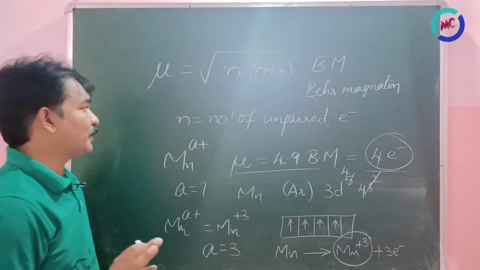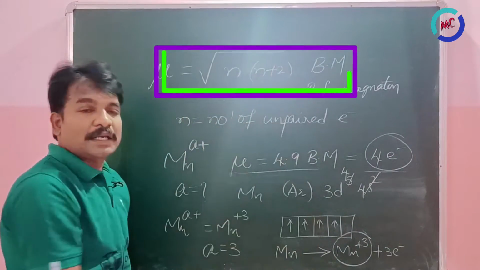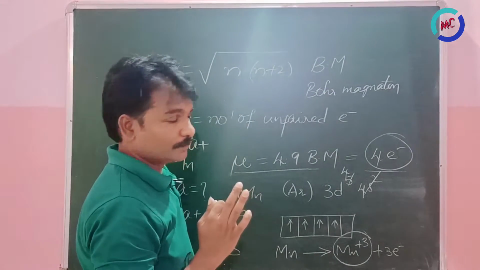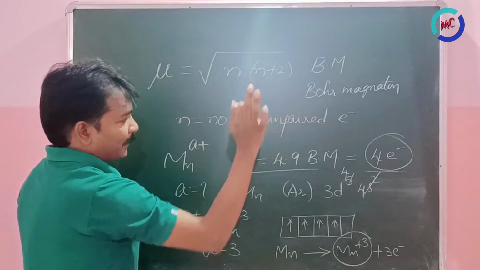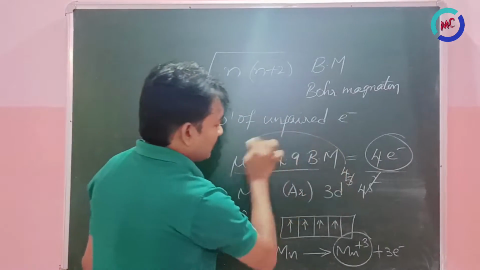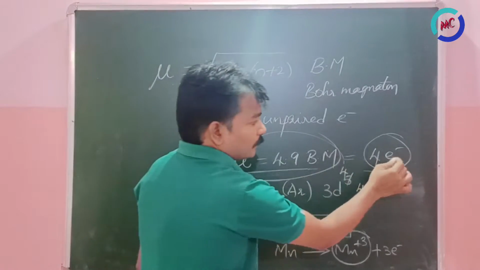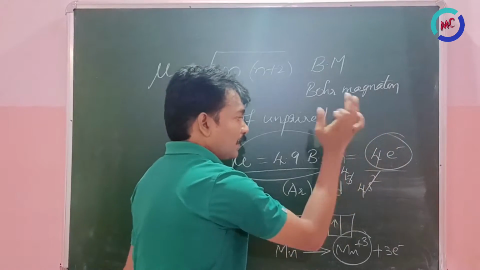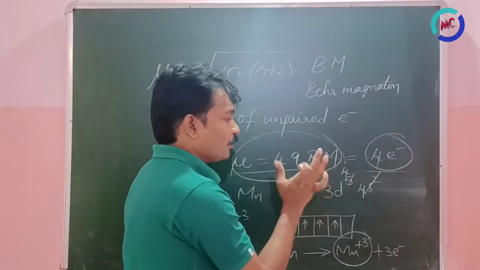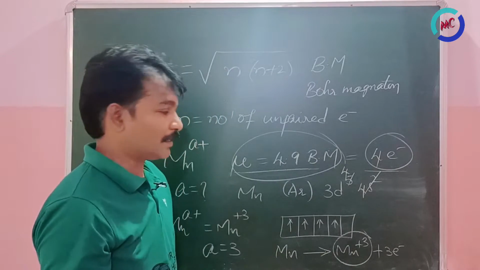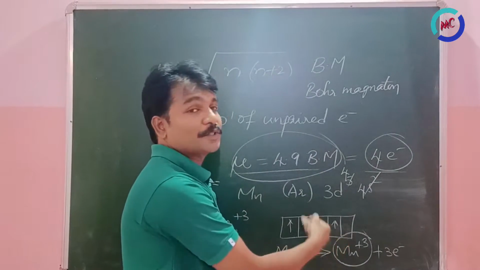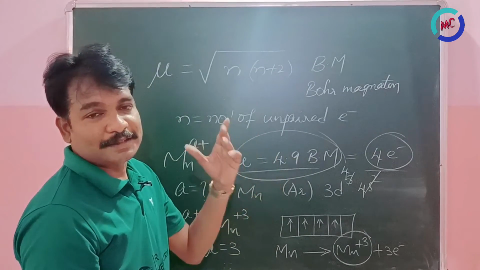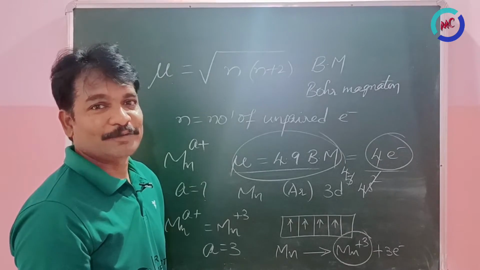Once again, briefly I will explain to you. The formula to calculate magnetic moment is mu is equal to root of n into n plus 2. Now here n is number of unpaired electrons. From the given magnetic moment value, we can tell number of unpaired electrons easily. There are 4 unpaired electrons. When it will show 4 unpaired electrons? By losing 3 electrons, it becomes Mn plus 3. Therefore, A is nothing but 3. I think you got it. We will move to next one.